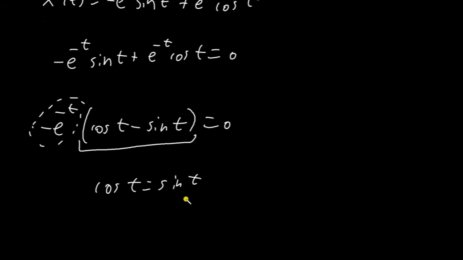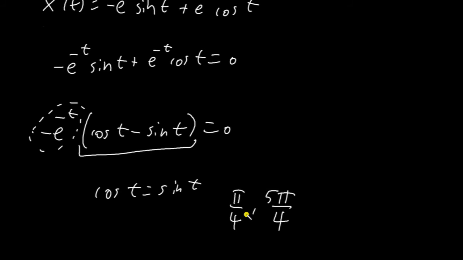Now, when is this true? Well, it's true when cosine and sine have the same signs. So we're looking in the first and third quadrant of the unit circle. That means we're going to have pi over 4 and 5 pi over 4 for the values of t. That'll make this equal. Okay, so these are the relative extrema.